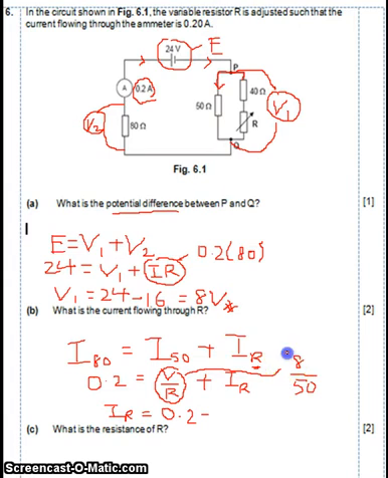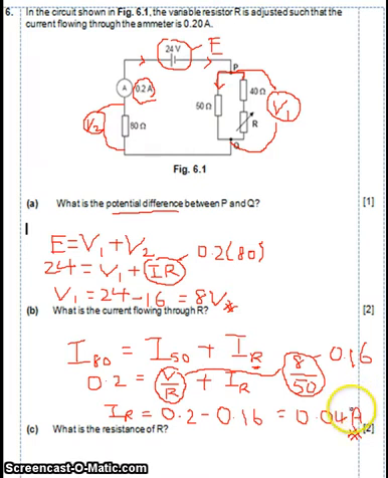8 over 50 is actually, let me just use the calculator. 8 divided by 50 will give us 0.16. Let me just indicate over here, it is 0.16. So what we have got is that 0.2 minus 0.16, the current through resistor R, is 0.04 ampere. So this is the answer.